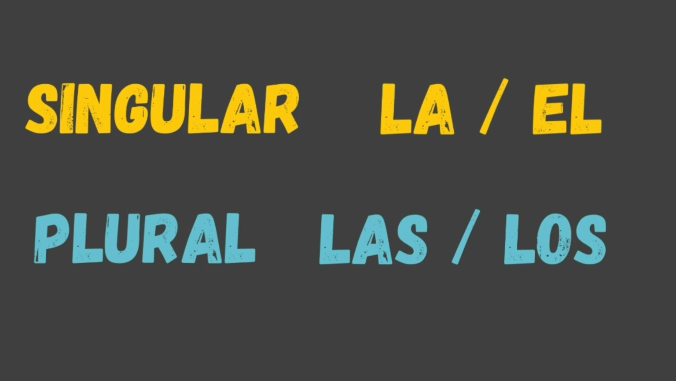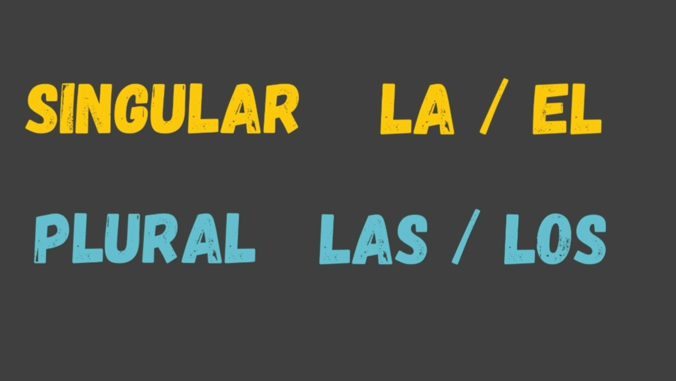Another example would be the girl. The girl in Spanish means la chica or la niña, okay? La chica, la niña. We're talking about female again, so we're going to use la, the definite article, la.